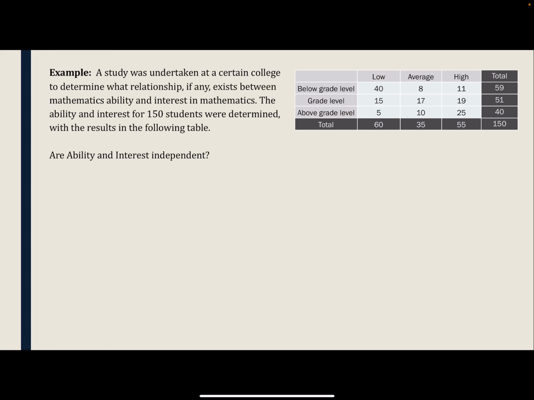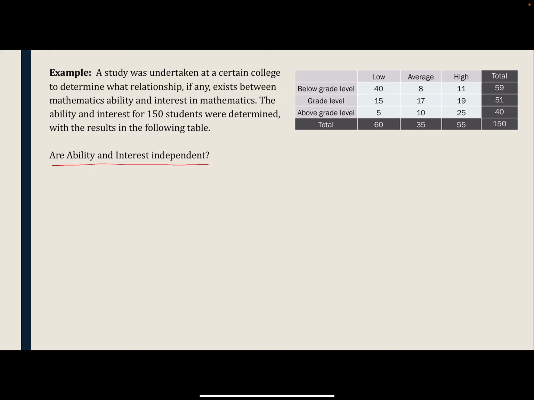So we're going to go back to that grade level ability and interest in mathematics and talk about independence again. So this says, are ability and interest independent? So I want you to notice that it's not asking if two events are independent, but it's asking if two variables are independent, right? Because each variable has three different events. The ability variable has the low event, average, and high event.